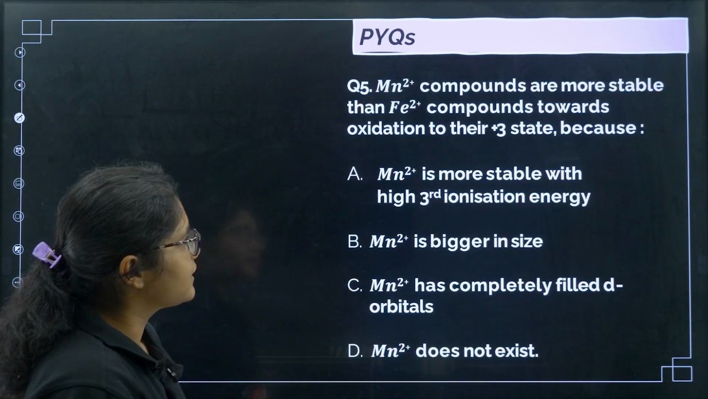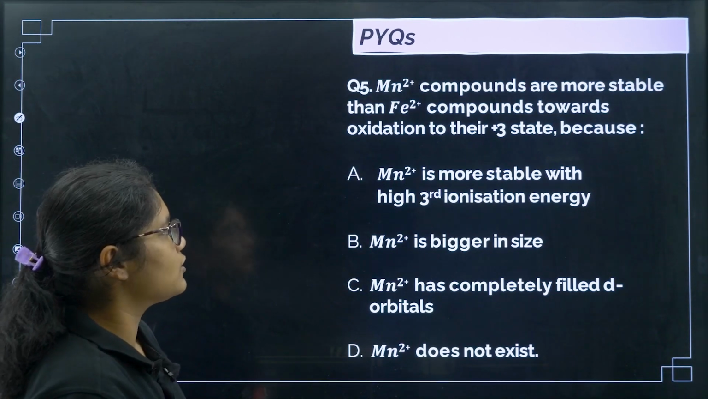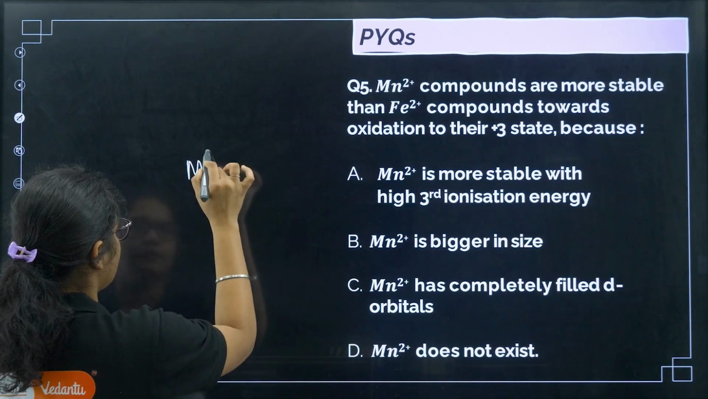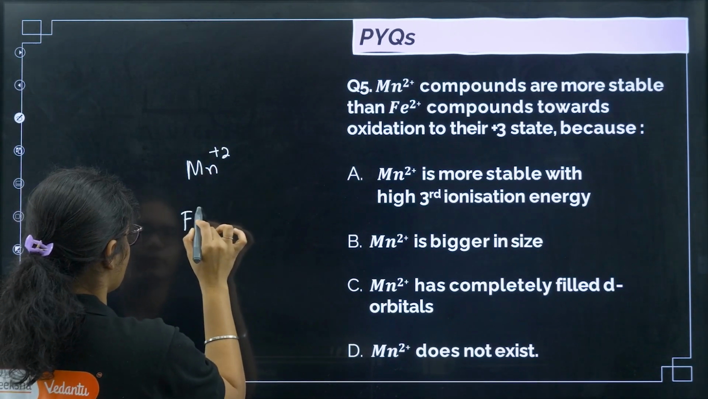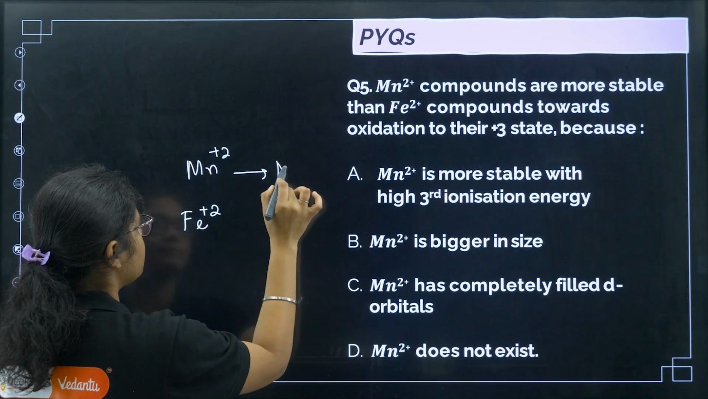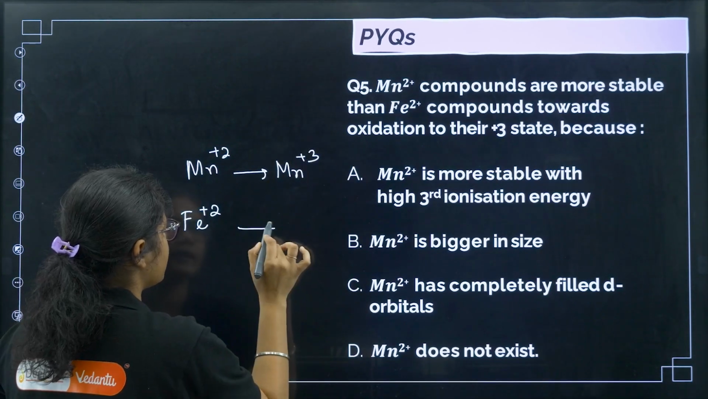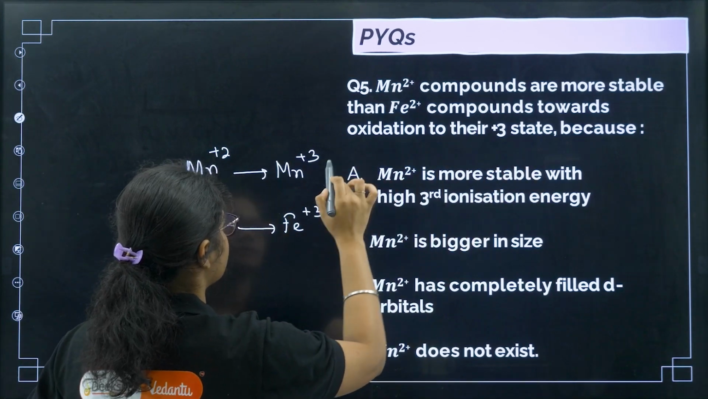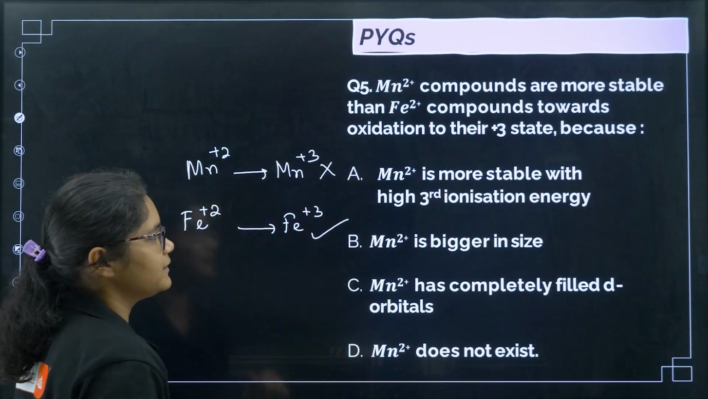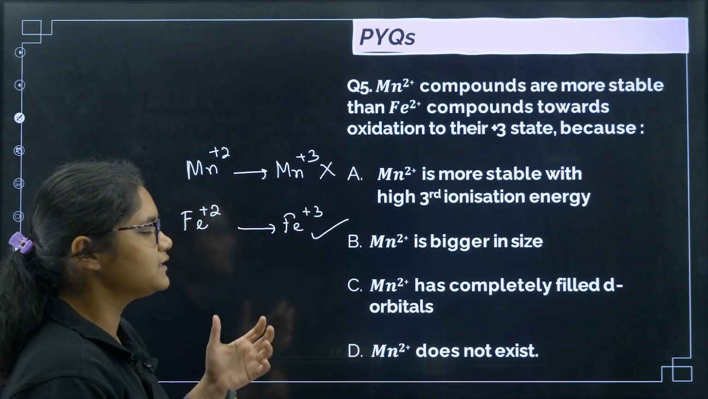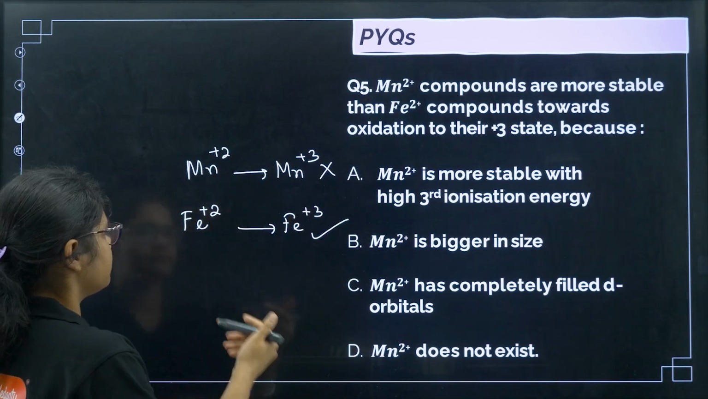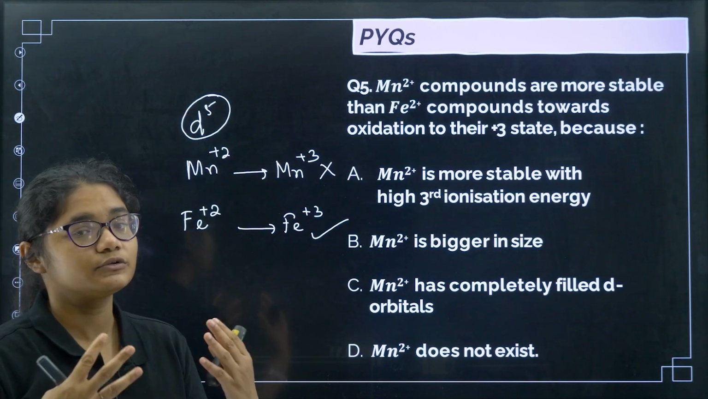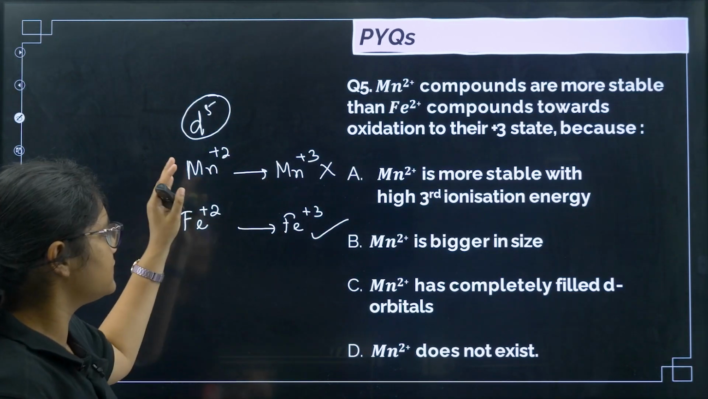Mn2+ compounds are more stable than Fe2+ compounds towards oxidation to their +3 state. So they are saying that Mn2+ and Fe2+, if we want to make them Mn+3 and Fe+3, Mn2+ is more stable, meaning this one will not take place easily, this one will take place. What is the reason behind this? All of you would know very easily, this is d5 configuration, a very stable configuration. It doesn't want to change its configuration, so that is why this will not happen.